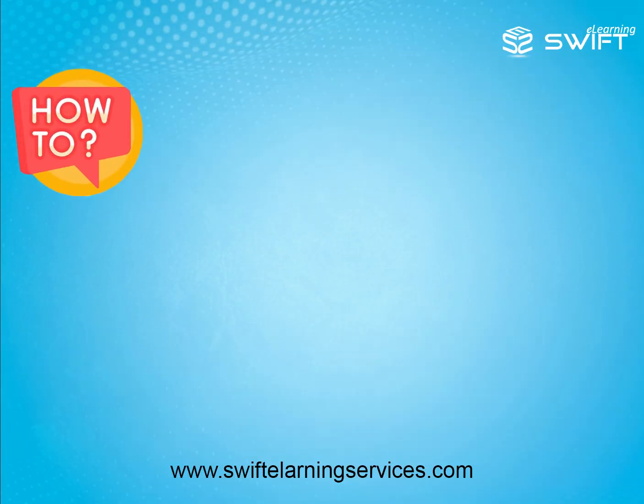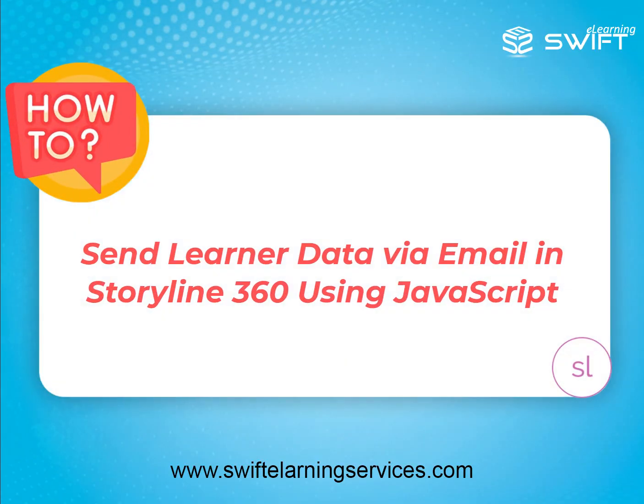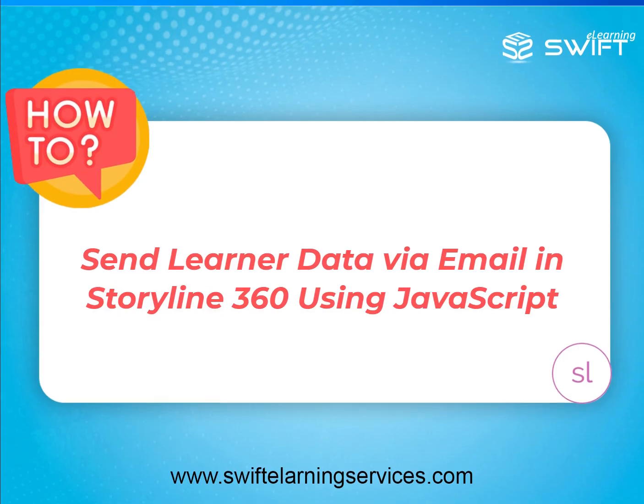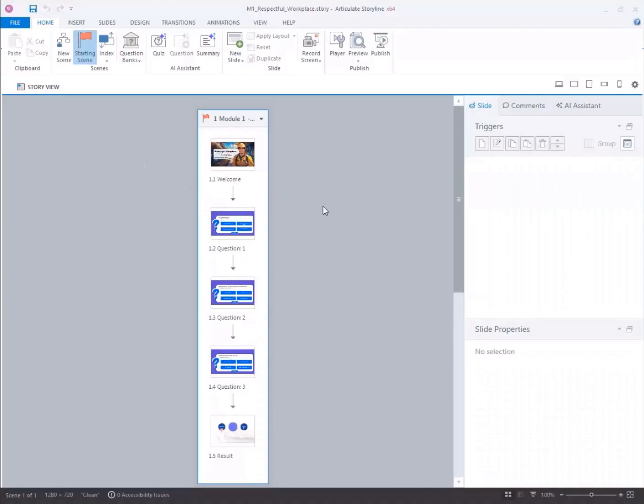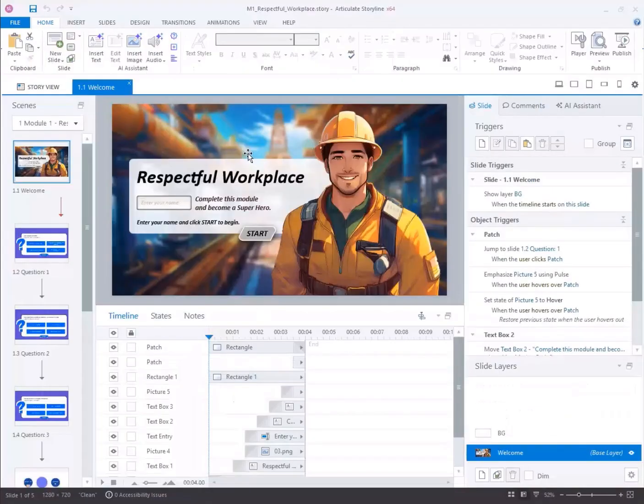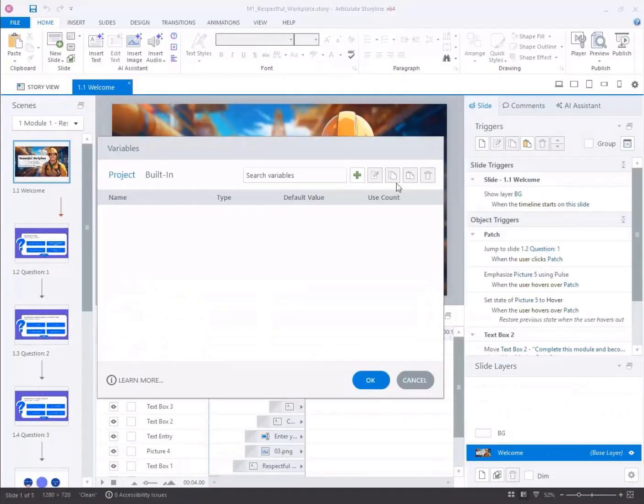In this video, you'll learn how to send learner data via email in Storyline 360 using JavaScript. First, open your source file in Articulate Storyline 360. Create 3 variables using the group icon.